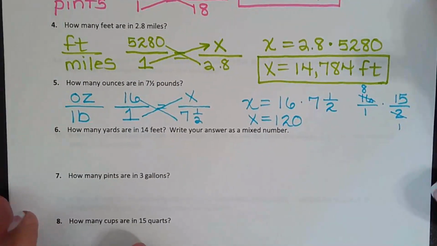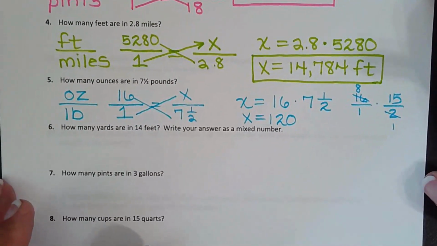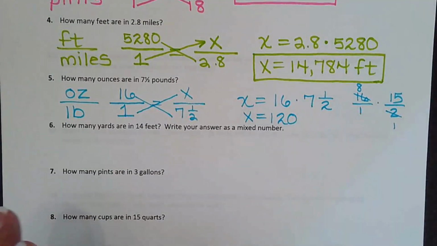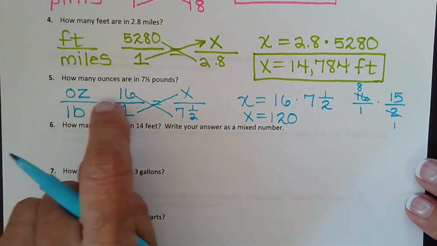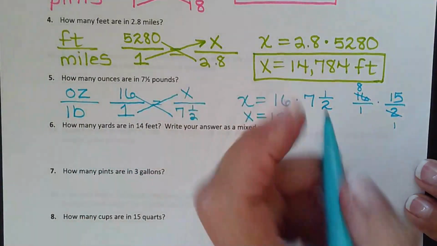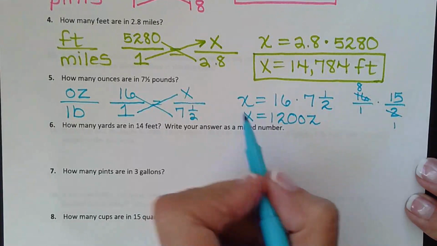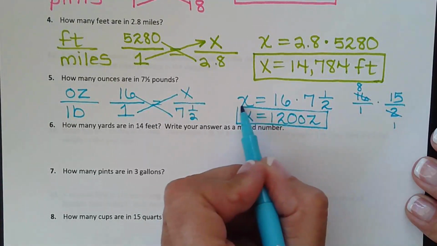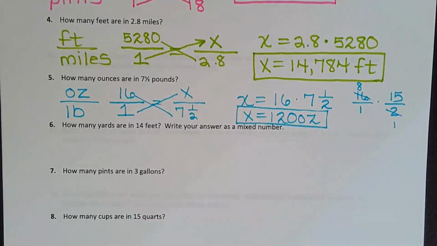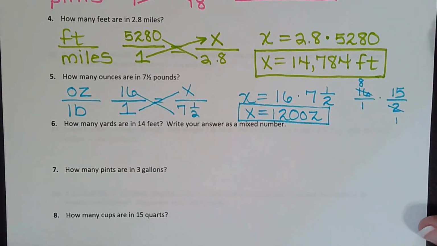And remember, everything in this chapter has to be labeled. Labels are 1 point for every problem. In fact, Alex takes the whole points away if you don't put the correct label. So always be careful with the labels. So X is ounces. So that means there's 120 ounces in 7.5 pounds. So that wasn't so bad with the calculator, pretty easy, right?